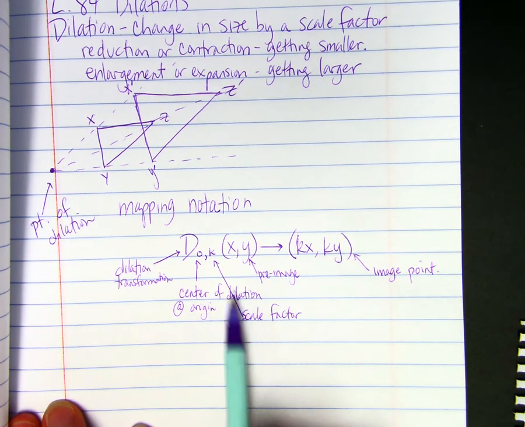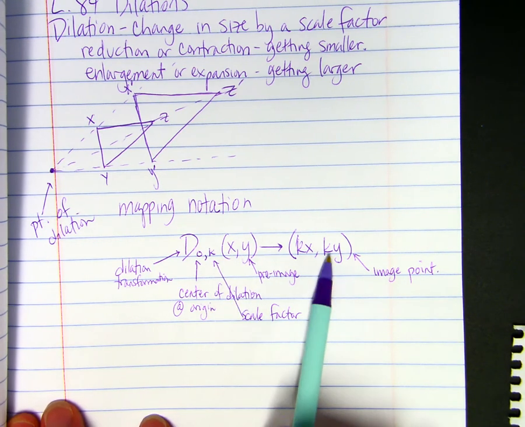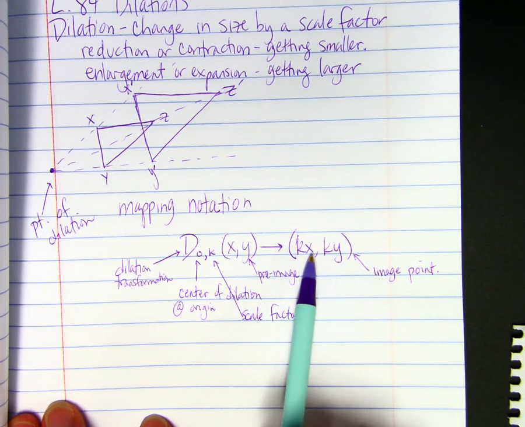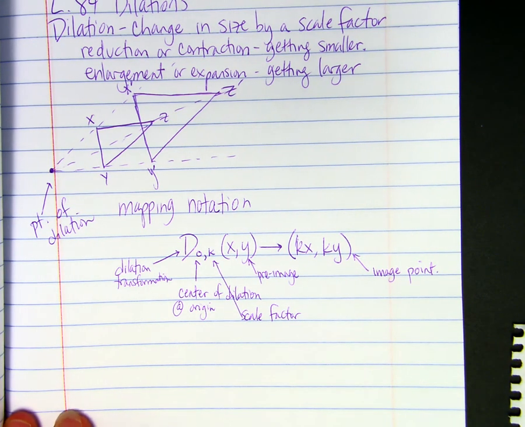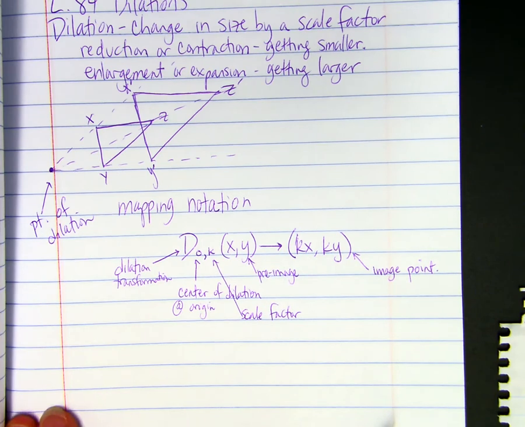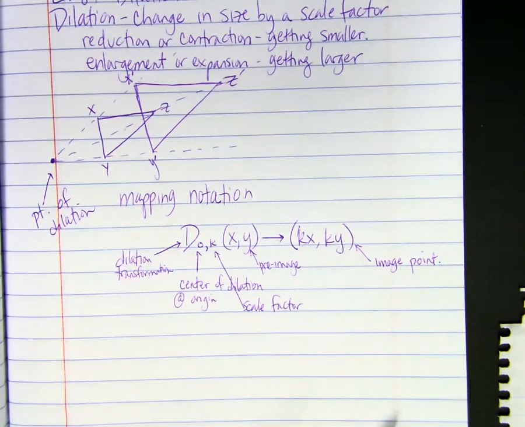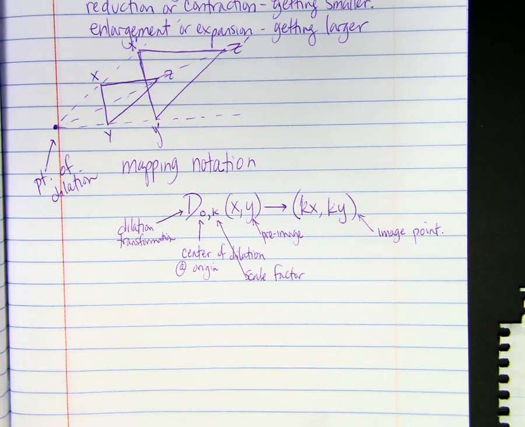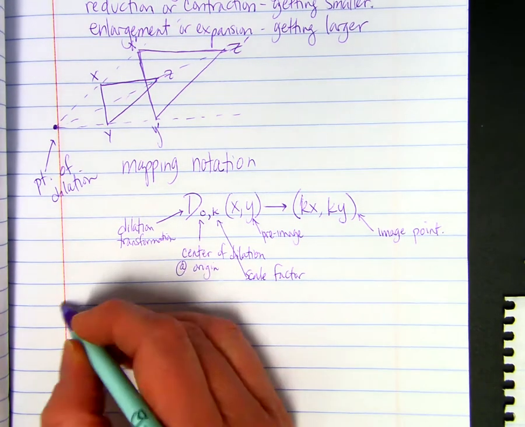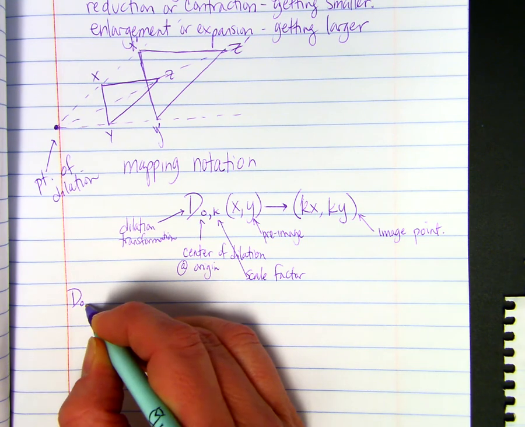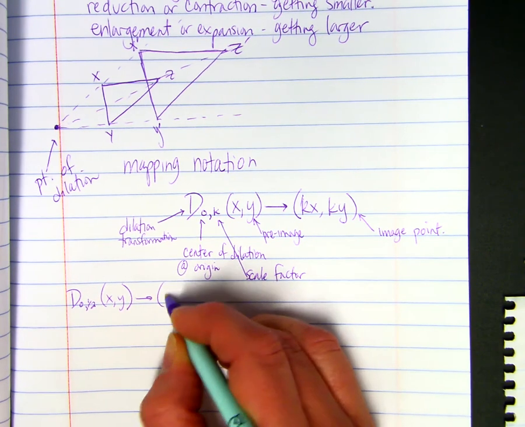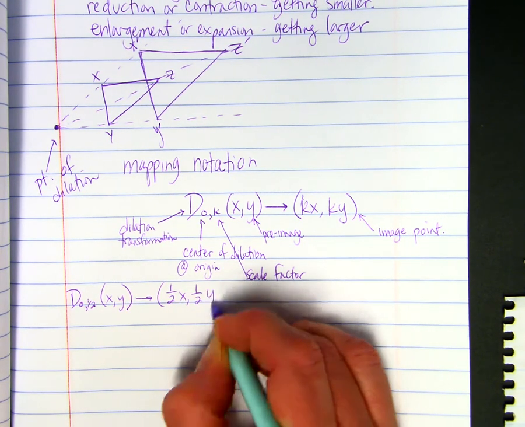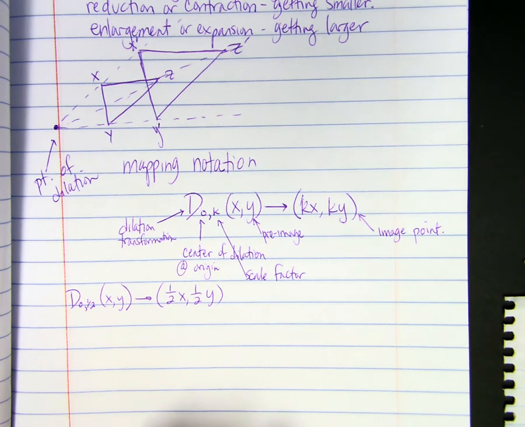So whatever the scale factor is, you just multiply it by each of the coordinates in your point, each value in your coordinate point. So if the scale factor was 2, you would multiply your x and your y by 2 to transform it. Okay, so if we had a dilation at the origin with the scale factor of 1/2, x, y, it's going to go to 1/2 x, 1/2 y.